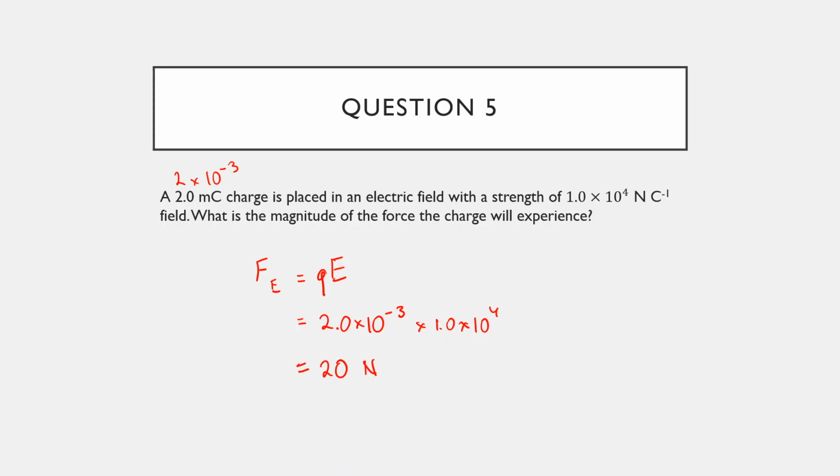Because typing 2 times 10 to the negative 3 times 1 times 10 to the 4 in a calculator, it's going to be more time consuming than just doing that kind of thing in your head. But like I said, if you're not comfortable doing that, then of course type it on a calculator. Only if you're comfortable, do it in your head. All right, so there you go. Force is charge times field.